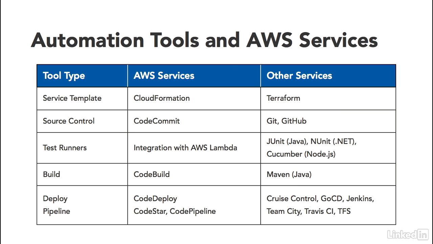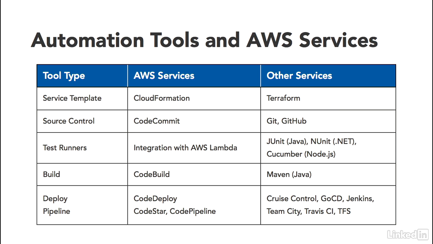Now, there are other services out there. Probably the one that I hear most often used is from HashiCorp. It's called Terraform. And the idea behind Terraform is that it is available across clouds. So if you're doing a multi-cloud solution, I see enterprises working with this. The next tool type is source control. Commonly, I'm using either Git or GitHub these days. Amazon has its own source control that's designed to integrate into its pipeline called CodeCommit. So we'll be working with that in this section.